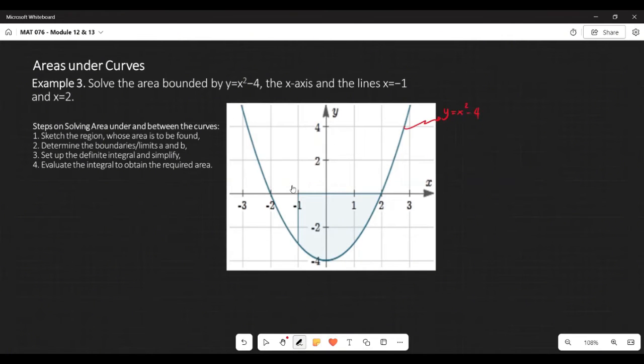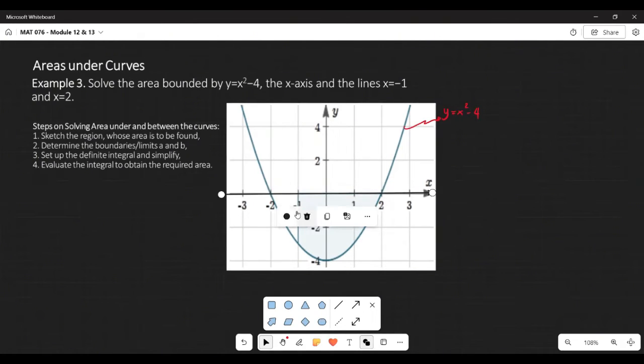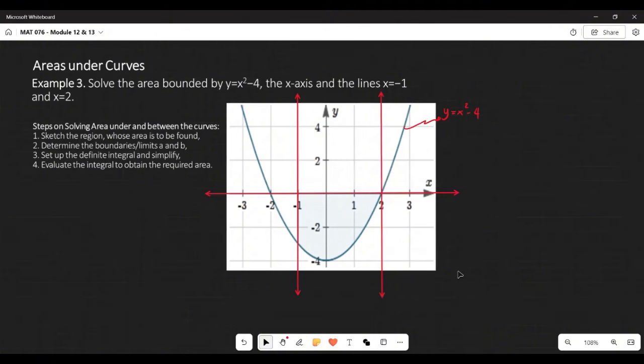Okay? And then sabi din, bounded ang ating area ng x-axis. So ito yun. And then bounded din siya ng line x is equal to negative 1. So ito siya. And then bounded siya ng line na x is equal to 2. So ito naman yun. So lagyan lang natin ng label para mas clear. So ito yung x is equal to 2. Ito yung x is equal to -1. And then ito yung x-axis or y is equal to 0. So therefore, ito yung area na ating isosolve.